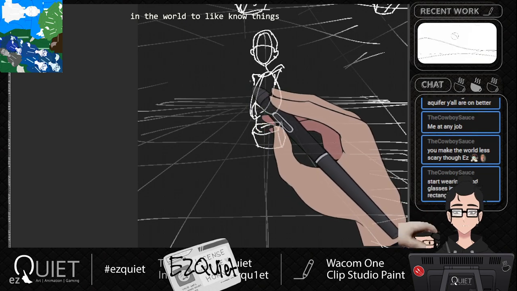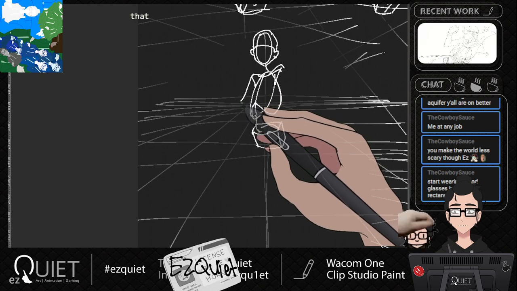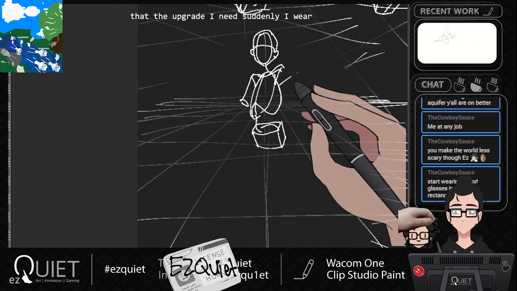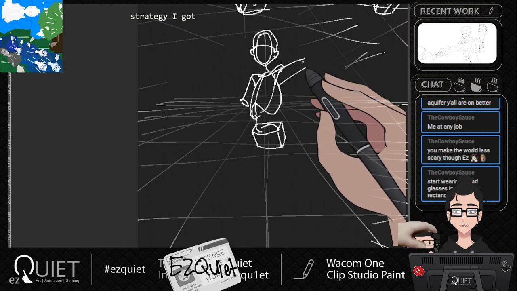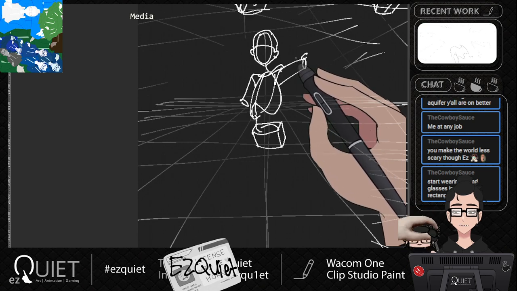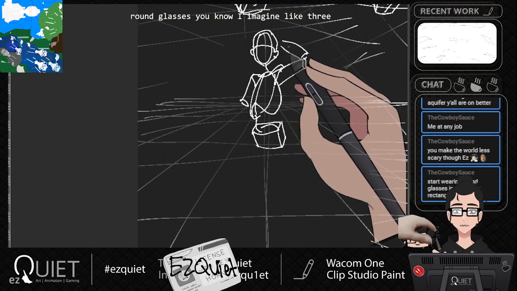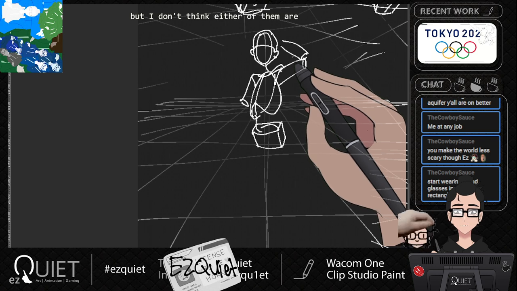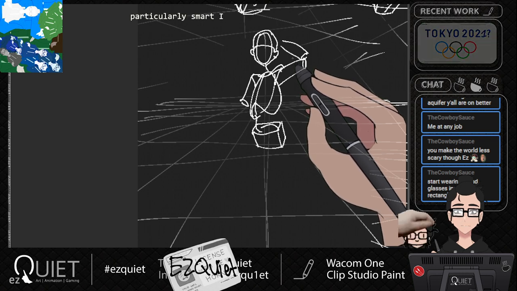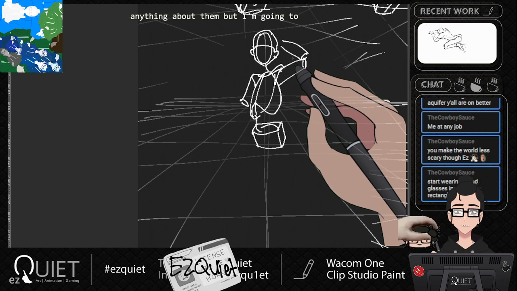Start wearing round glasses instead of rectangle. Oh shit, is that the upgrade I need? Suddenly I wear round glasses and I'm like a genius? Maybe that's the strategy. Who wears round glasses in media? Who's a smart person that wears round glasses? I imagine like three different characters that wear round glasses, but I don't think any of them are particularly smart. I'm gonna name these characters right now, and I'm not gonna say anything about them, but I'm gonna let you guys have your own opinion about these characters. I obviously have my opinion.